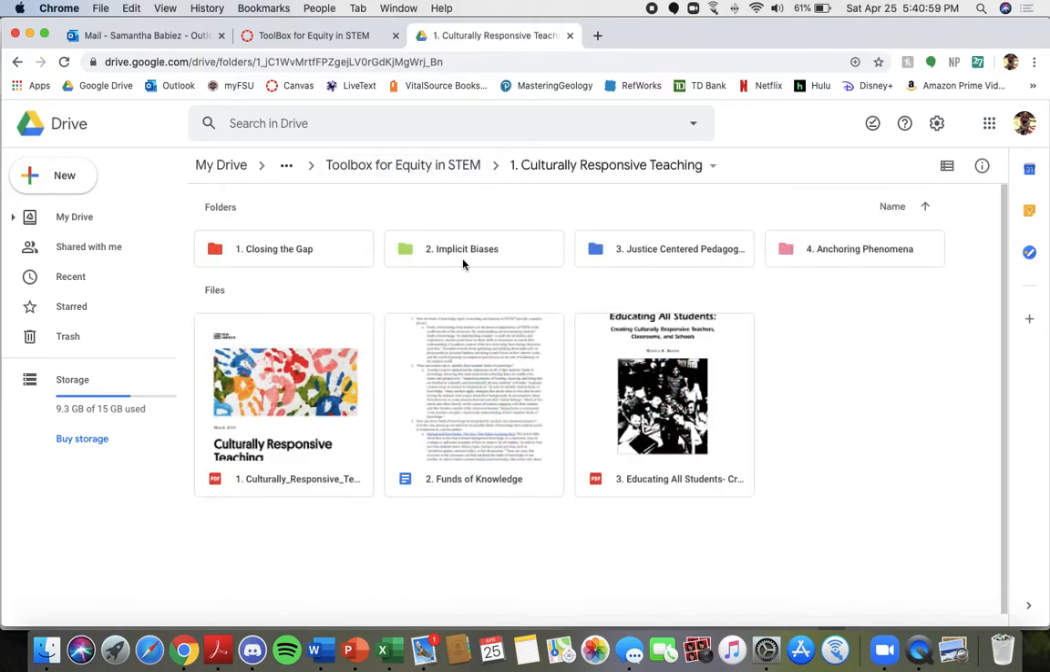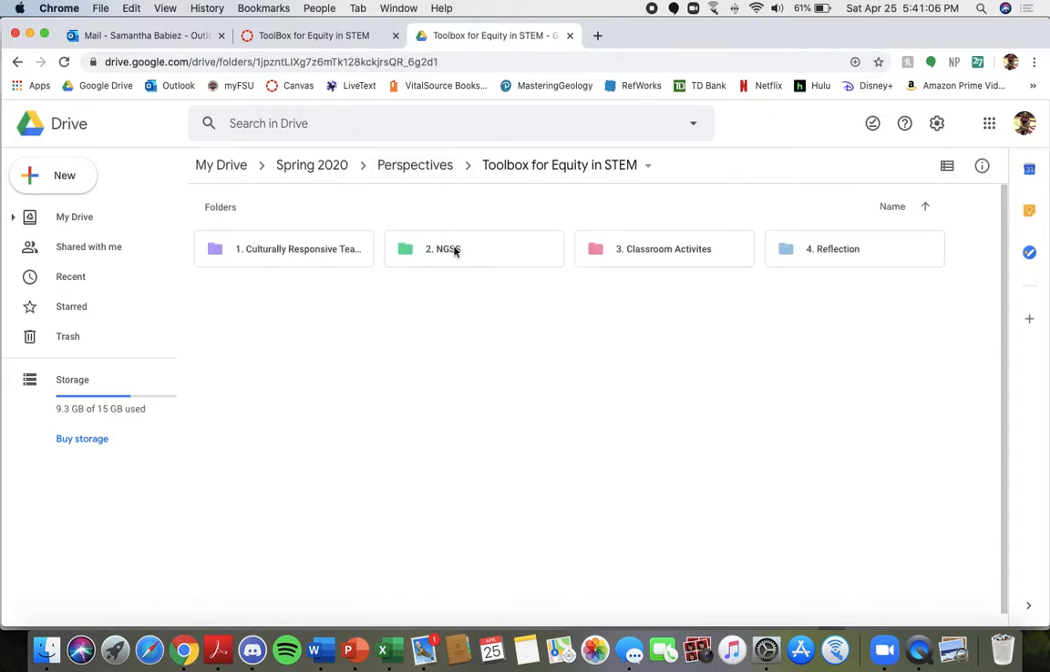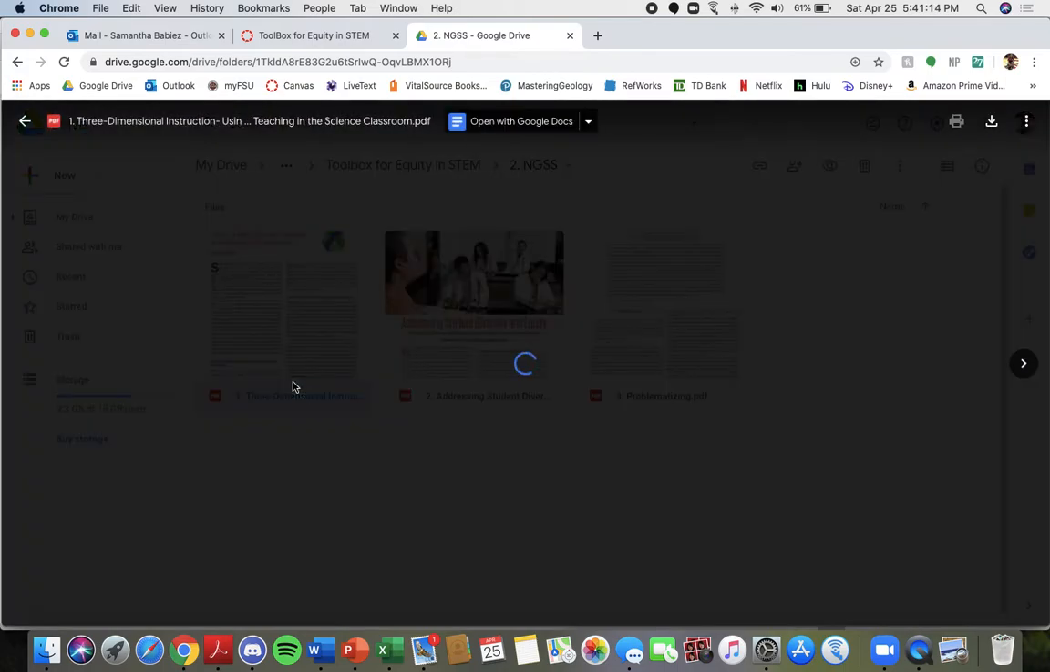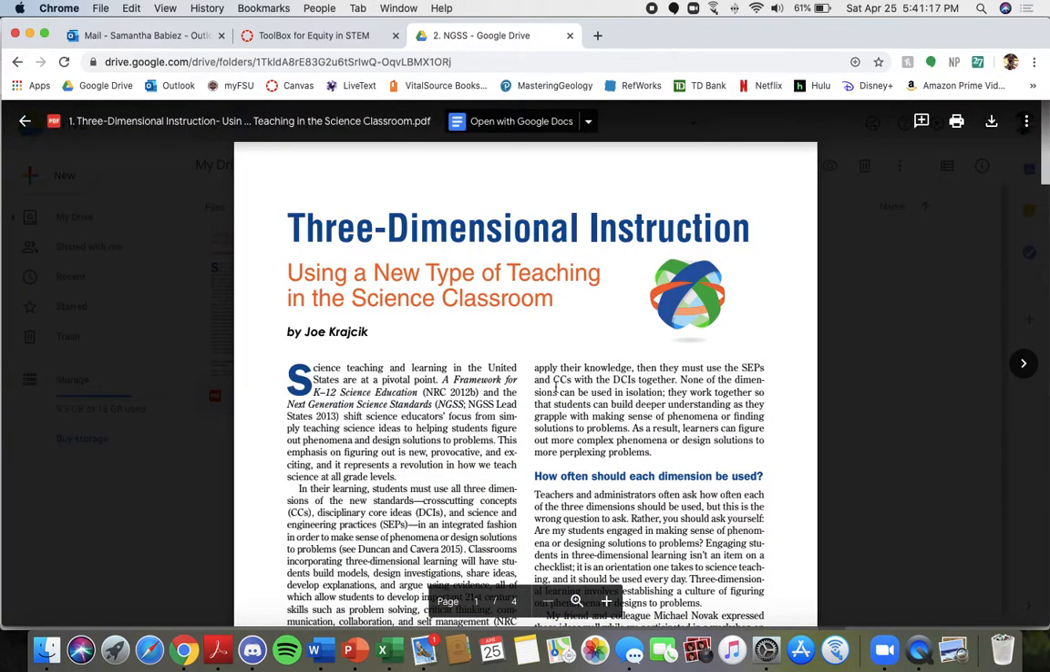So that was everything for the culturally responsive teaching folder. So we go ahead and move into the NGSS folder. So in my NGSS folder, I have three-dimensional instruction, which is an article that I found and presented on when we had the class discussion.